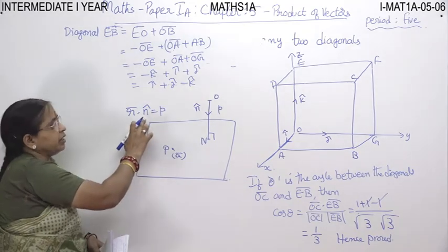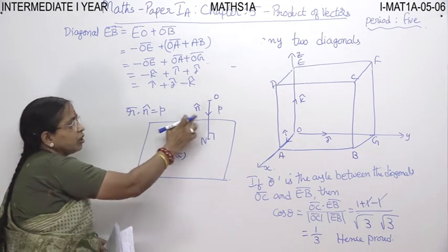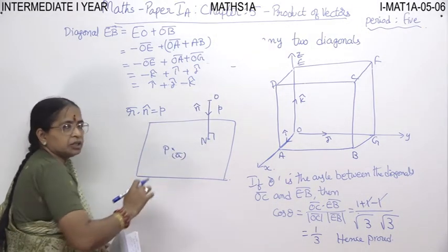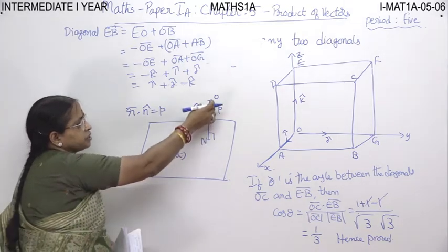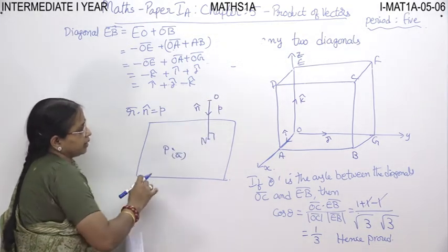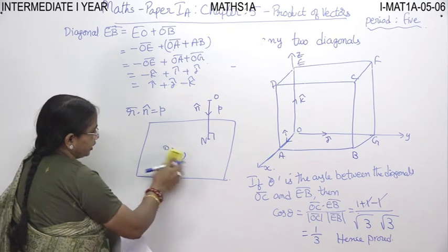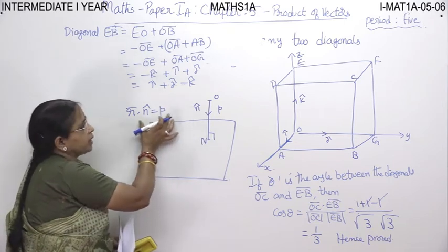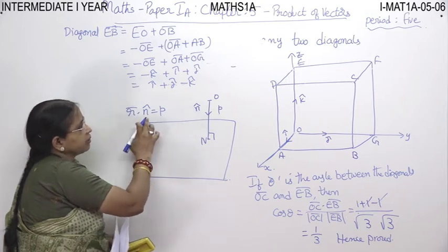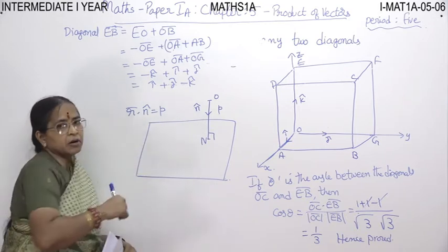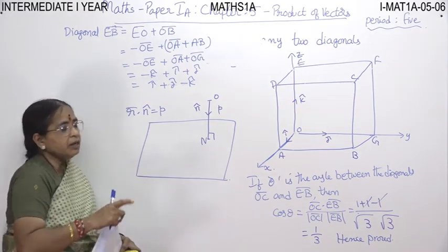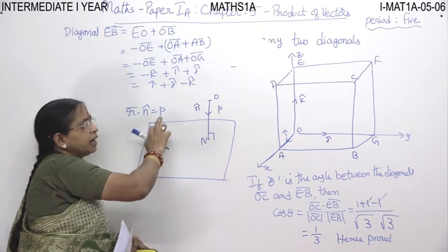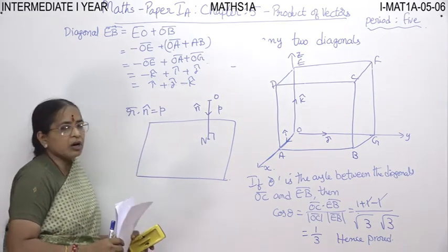So the equation of the plane in the normal form is r dot n cap is equal to p, where n cap is the unit vector from the origin to the plane and p is the length of the perpendicular from the origin to the plane. And n cap direction is from the origin to the plane. The equation of the plane in the normal form is r dot n cap is equal to p, where n cap is a unit vector perpendicular to the plane from the origin to the plane and p is the length of the perpendicular from the origin to the plane.